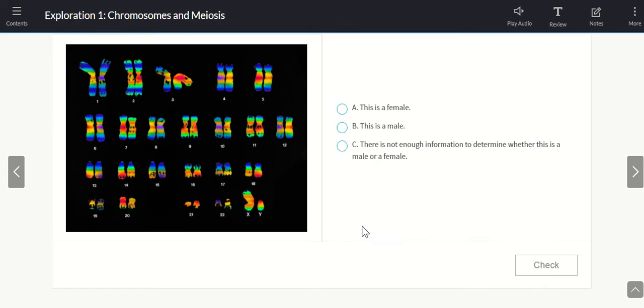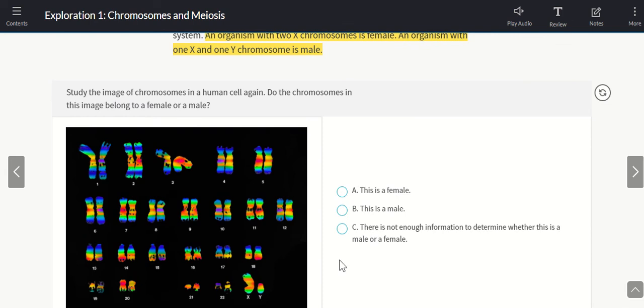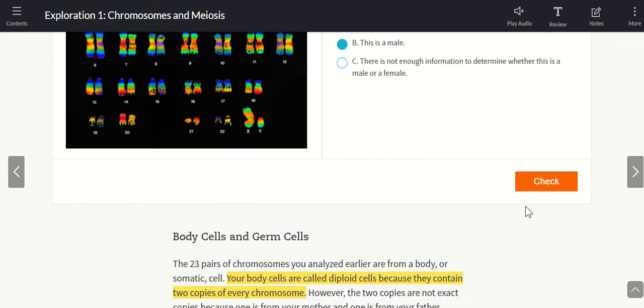Now, again, here's that picture again right here. 1 through 22 are exactly the same in terms of size and shape. So the question is, based on chromosome 23, are we looking at a male karyotype or a female karyotype? The answer is male, because there's 1 copy of the X chromosome and 1 copy of the Y chromosome. If it was a female, we would see 2 relatively similar in size and shape chromosome 23.